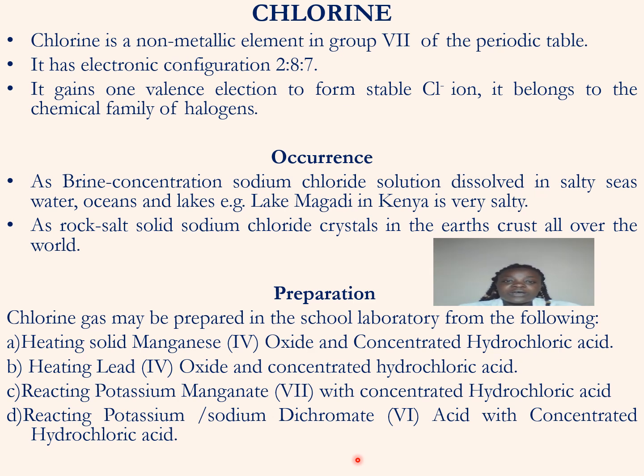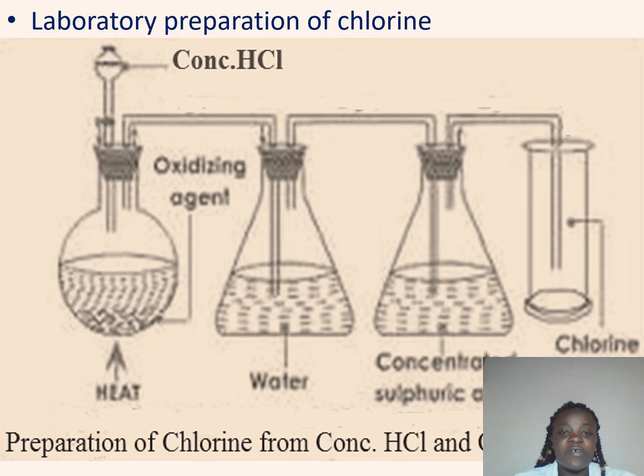are what we call the oxidizing agents. So manganese(IV) oxide, lead(IV) oxide, potassium manganate(VII), potassium dichromate and sodium dichromate are all oxidizing agents. And they readily oxidize hydrochloric acid to give chlorine gas. So we are going to look at a general preparation method of chlorine gas that we can use with all these oxidizing agents, the 4 of them.